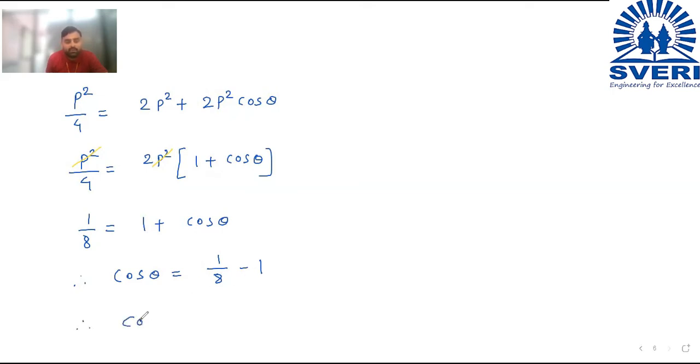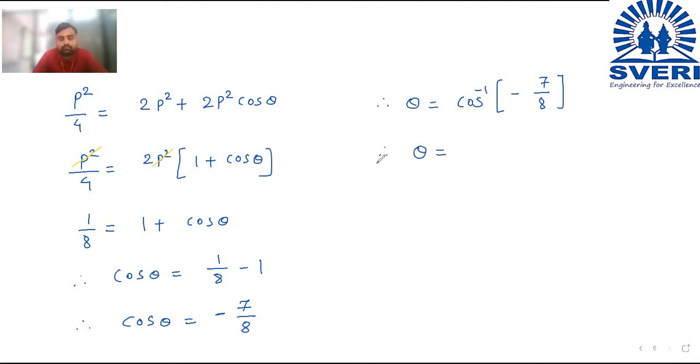So therefore, cos theta is equal to, how much will it come? 1 by 8 minus 1 is minus 7 by 8. Good. So now finally, if you solve, you will get the value of theta. Theta is equal to cos inverse of minus 7 by 8. After solving this, you will get the value of theta, 151.04. Correct answer.